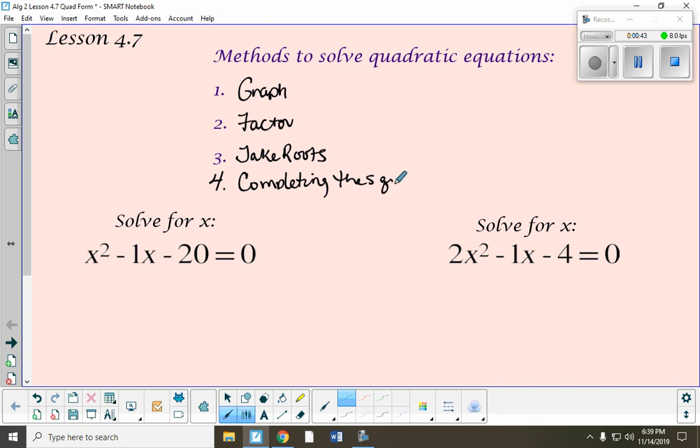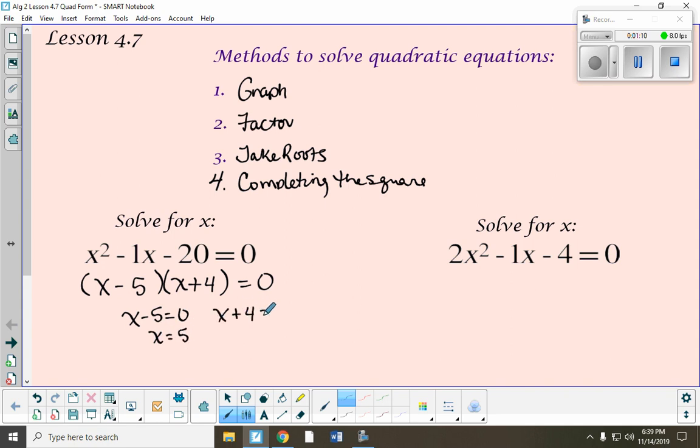The fifth method that we'll be talking about in this video is using the quadratic formula. Now, if you look at this equation, x squared minus x minus 20, we could graph that. Or this one we could certainly factor into x minus 5, x plus 4, like this. Set each factor equal to 0. So x would equal 5. x plus 4 equals 0, so x would equal negative 4. And those would be your solutions.